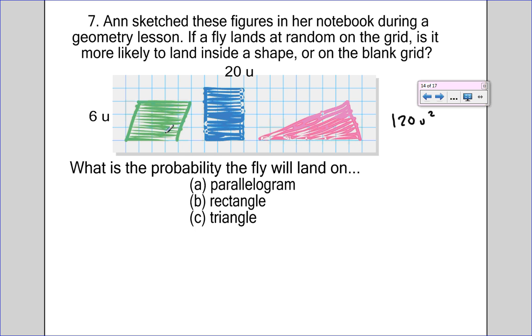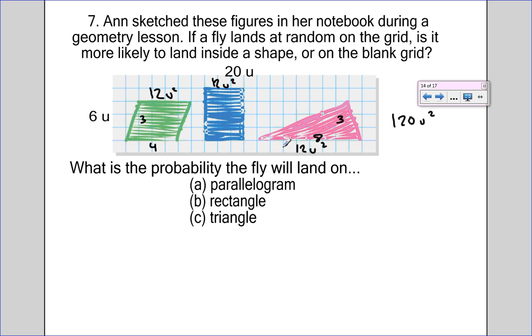Here, this parallelogram has a base of 4 and a height of 3. So 4 times 3 equals 12 units squared. The rectangle has a height of 4 and a base of 3, so that's also going to be 12 units squared. The triangle is 1, 2, 3, 4, 5, 6, 7, 8. Then it's 1, 2, 3 is the height. So 8 times 3 is 24, divided by 2 is also 12. So all three of these shapes have the same area.